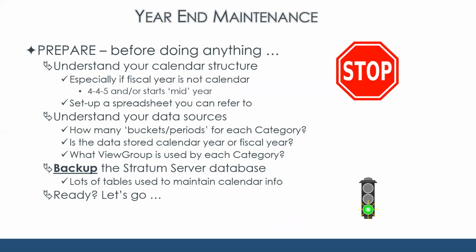Also understanding for each of your categories of data, how many buckets do each of those have? Are they daily, which we're seeing a lot of our customers going to, and as we install new instances of Stratum out on our customer base, we also include that as well, a daily calendar. Another thing to note is how is the data stored in those data tables? Is it stored based on a calendar year or on a fiscal year? And that'll make more sense as we go through this a little bit.